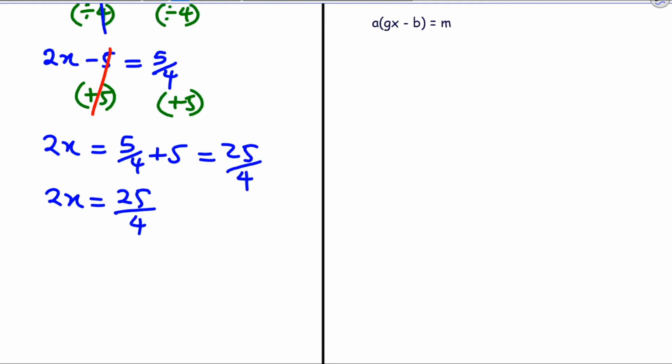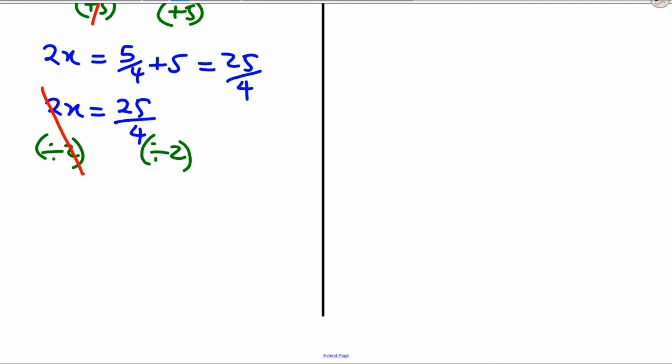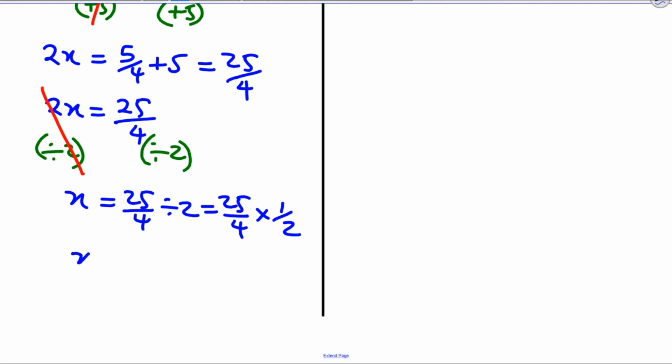And then what we need to do is divide by 2 on each side. So divide by 2 here, divide by 2 there, and 2 divided by 2 will be equal to 1. So basically what we shall end up with is x will be equal to 25 over 4 divided by 2, which is 25 over 4 multiplied by a half, and therefore x will be equal to 25 over 8.